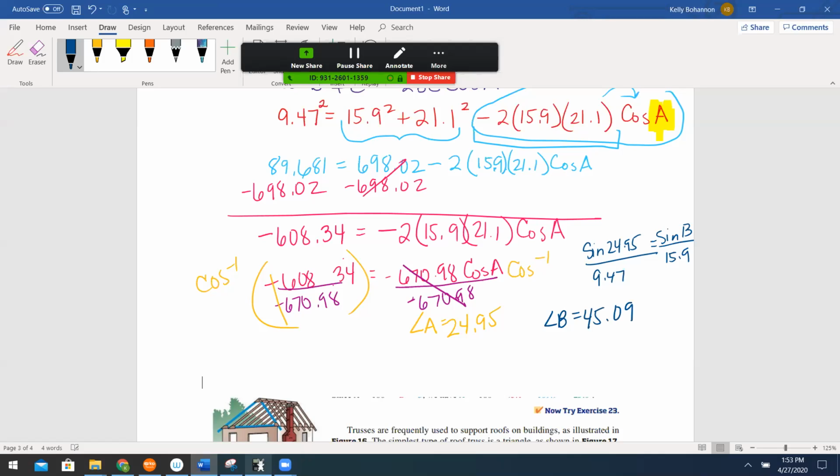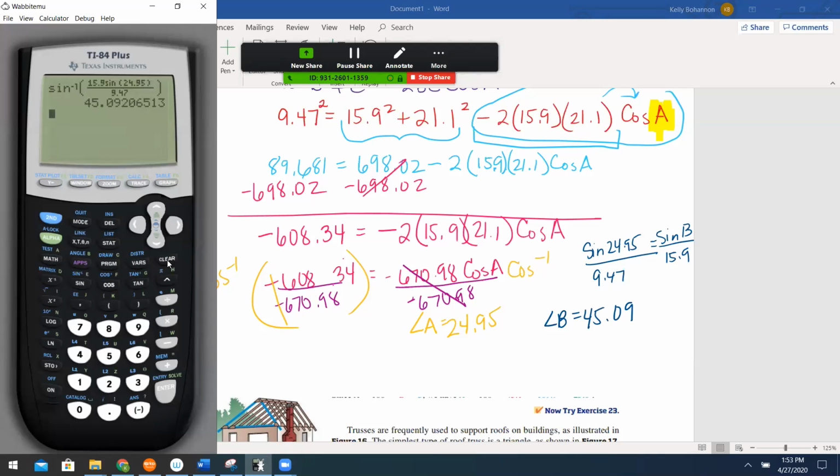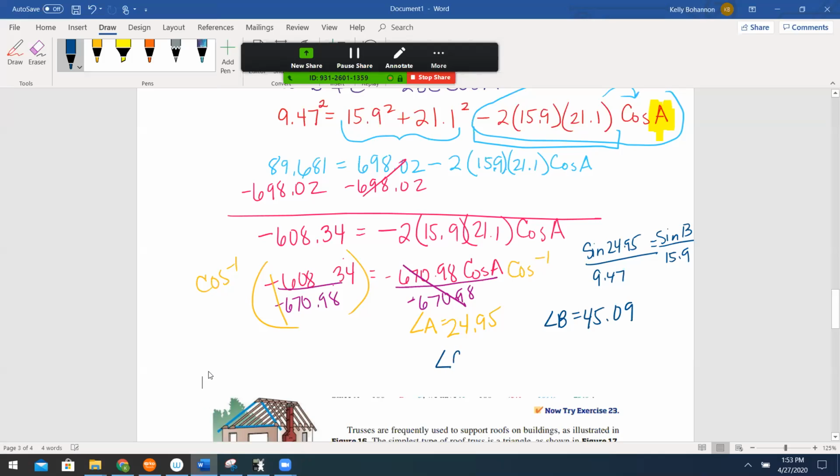And we can solve for the other one by just subtracting from 180. So you can see so far on these examples that you're going to use law of cosines once, and then you usually use law of sines once, unless you prefer law of cosines, and then you can use it both times if you want to. Angle C equals 109.96. And that's it.